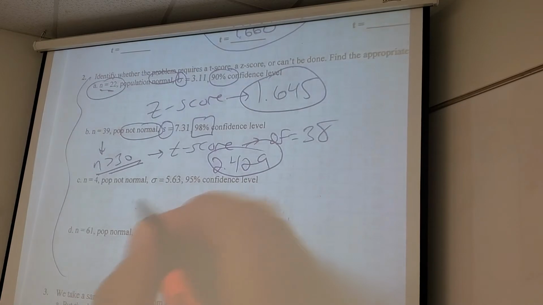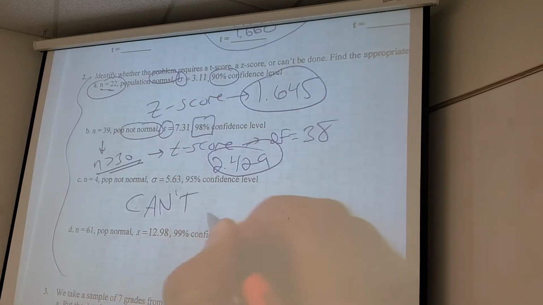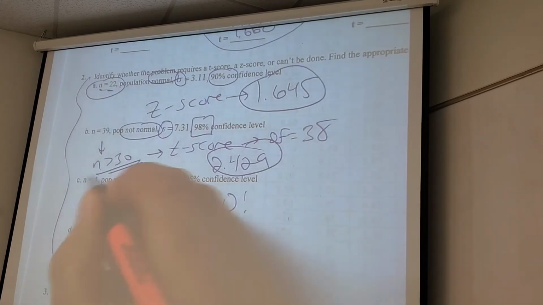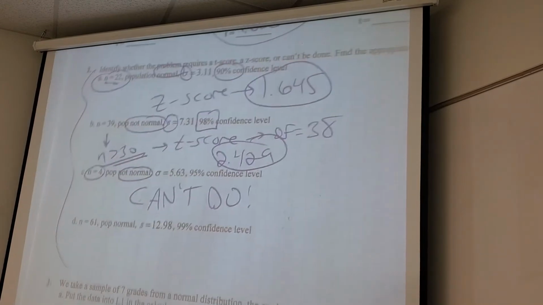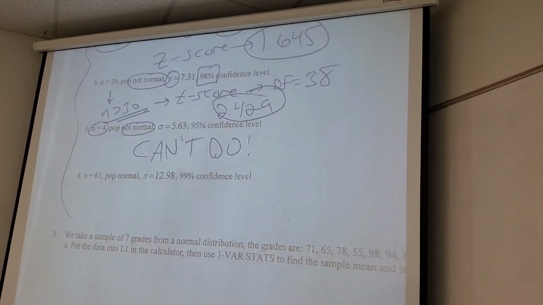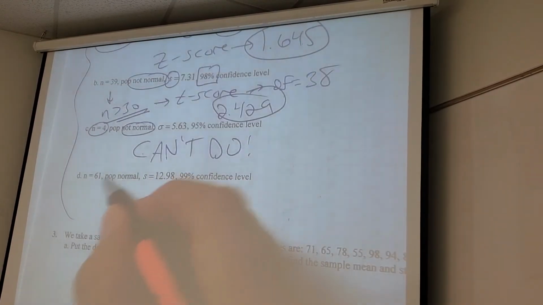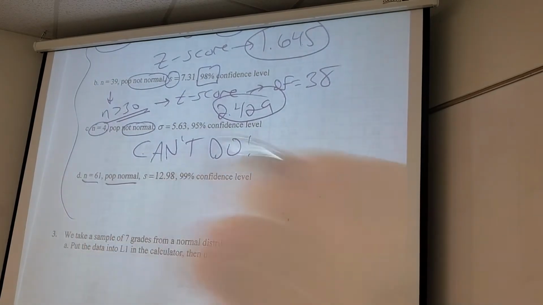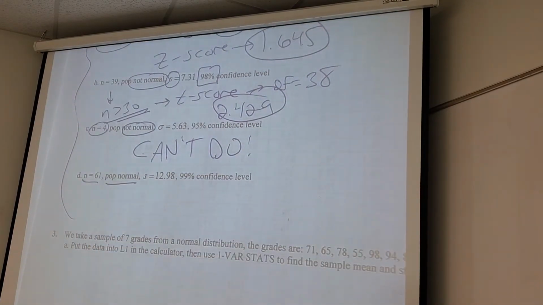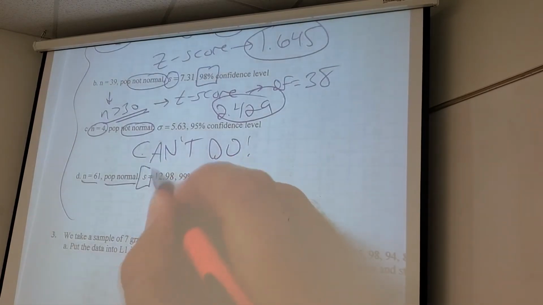C is the one we identified as can't do. It's not normal. Sample size doesn't save me. Too bad. D is the one I could do doubly, right? That's bigger than 30, and it's already normal. I'm good to go both ways. Which score am I going to use on that one? T, because I only know S.